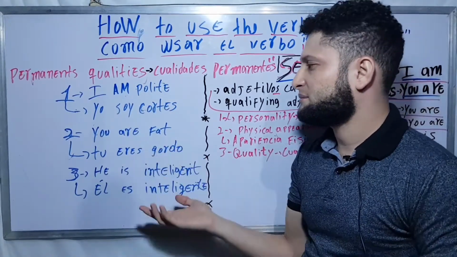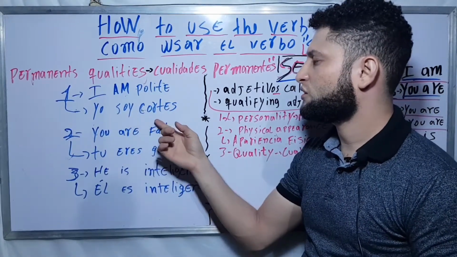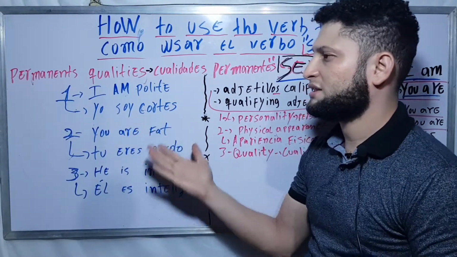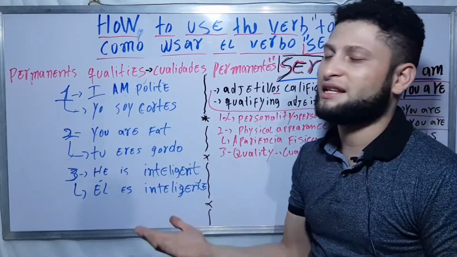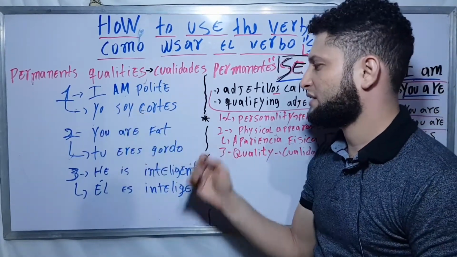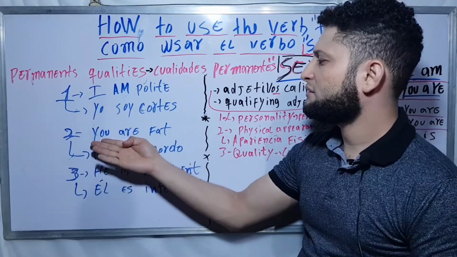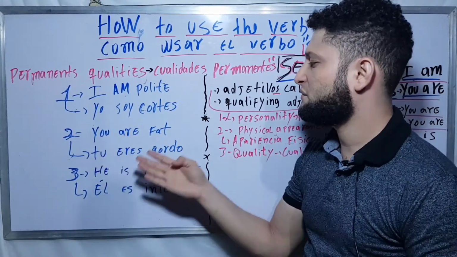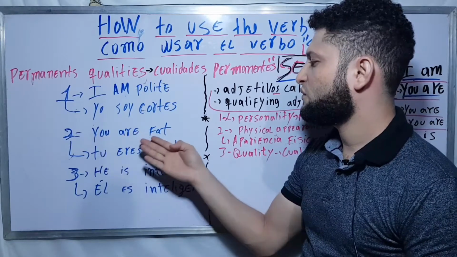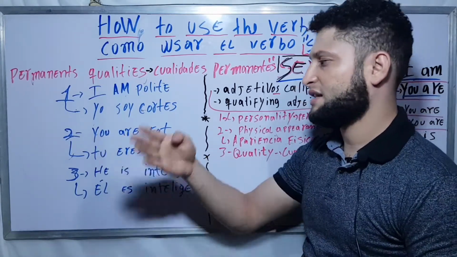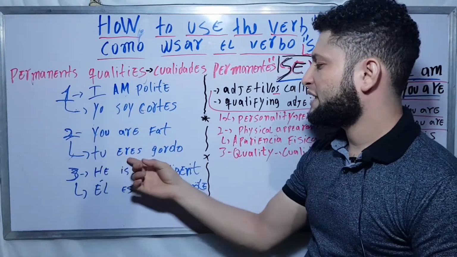So in Spanish, yo soy cortés. In this case is part of your personality. I consider yo soy cortés. You are, our second one is you are fat. So in this case in Spanish is tú eres gordo.